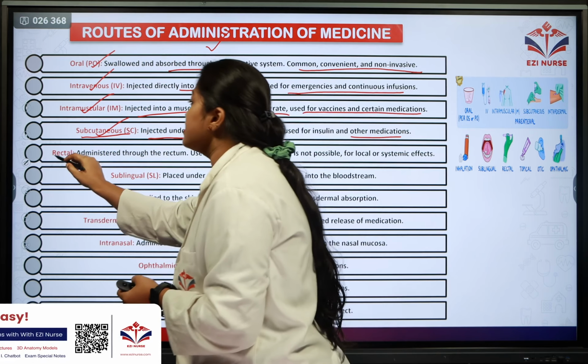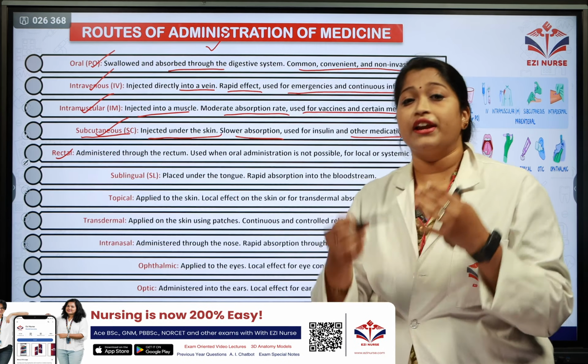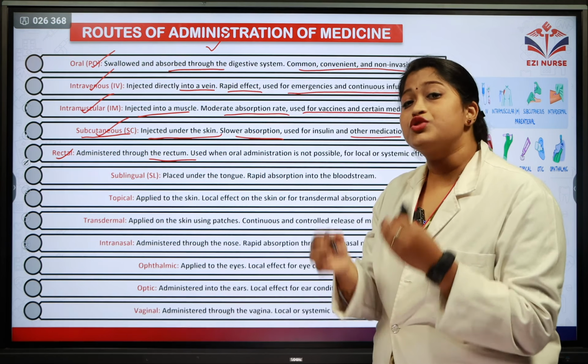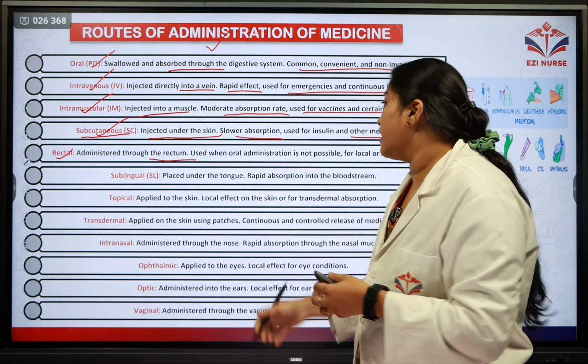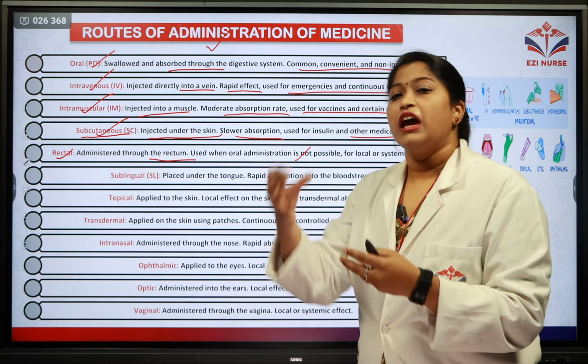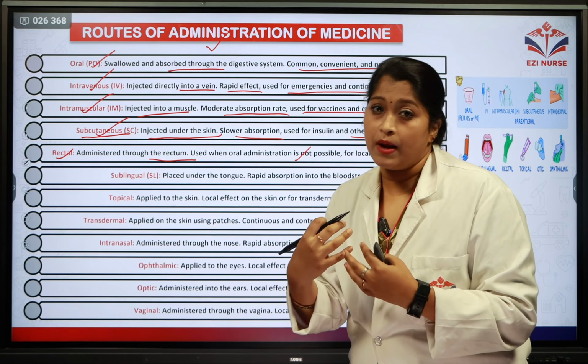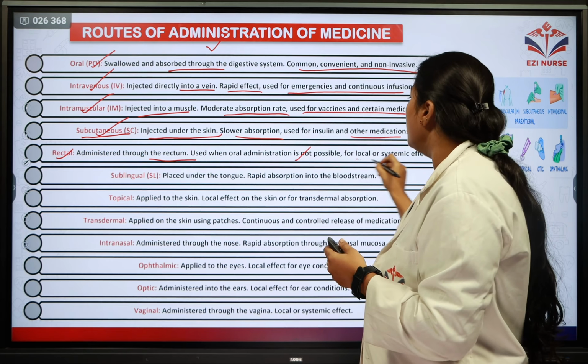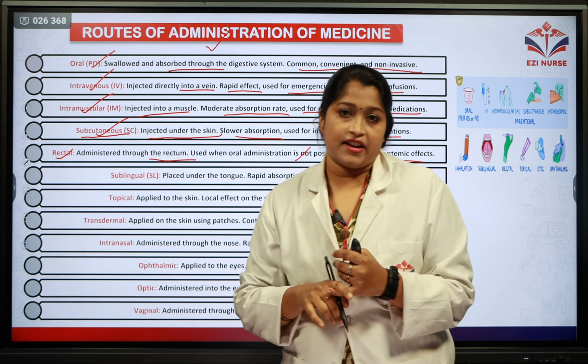Coming to the next route, the rectal route. Here you are administering the medication through the rectum. It is used whenever oral medication is contraindicated. If it is not possible, if they are having any oral sores or something, at that point of time we are giving these rectal medications for local and systemic effects.